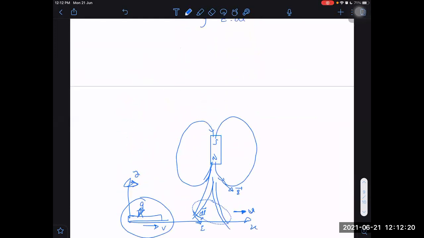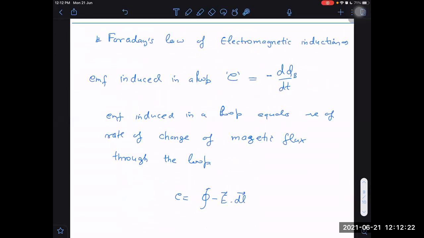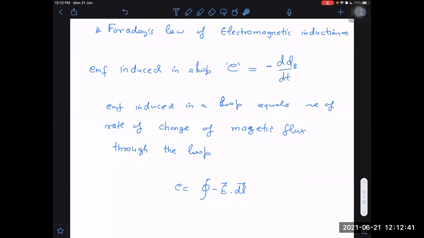Whenever, see, in Faraday's law, there are two terms. One term is this term, the second term is this term. On the right hand side, we are taking magnetic flux through a loop. On the left hand side, we are taking E dot dl, let us say, electric field dot dl. But that loop is stationary. In which frame is it stationary? With respect to the person who is applying this law. For that person, this loop is stationary only. This loop is not moving.